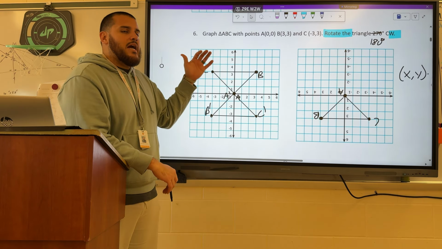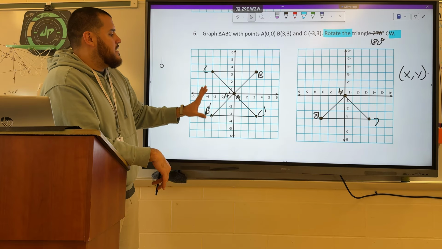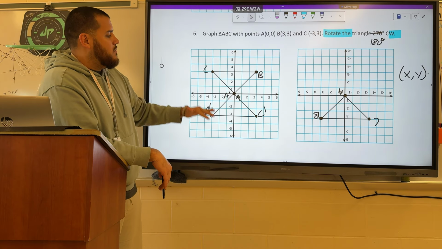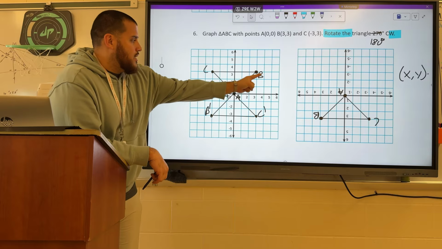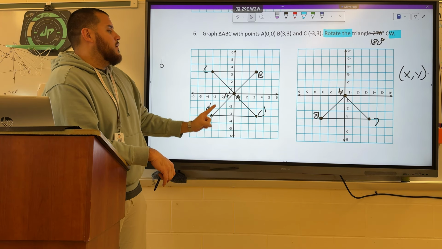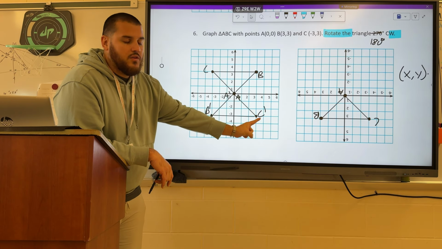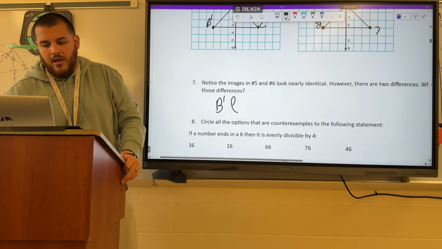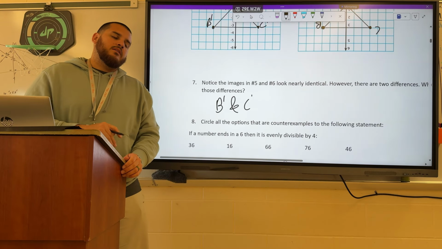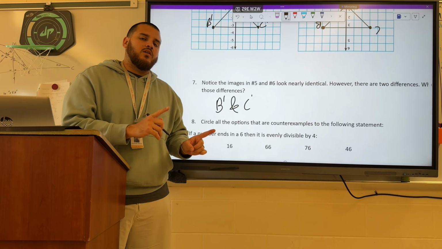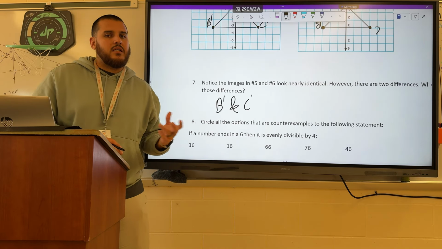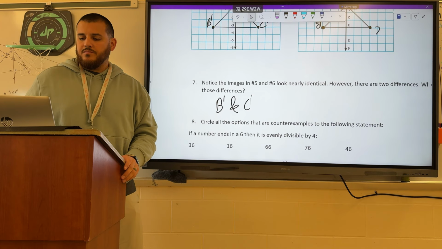Because at first glance, we could easily look at this and say that a reflection happened because there's symmetry over the x-axis. But if we actually look at our coordinates, we realize, okay, B didn't actually flip over the x-axis. It ended up over here in this quadrant. This is a 180 degree rotation. So the differences are the locations of B prime and C prime in different places when we rotate 180 versus when we do a reflection over the x-axis or the y-axis.